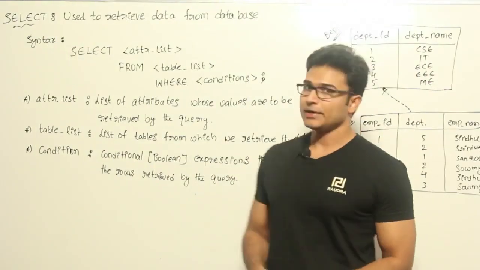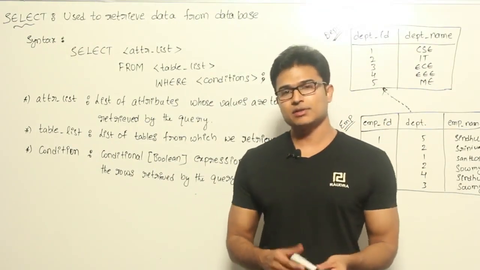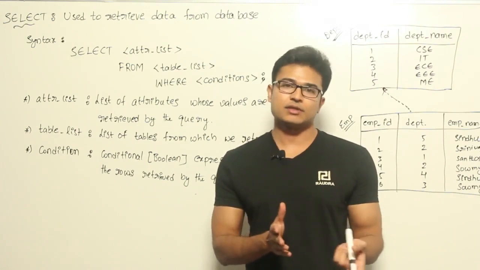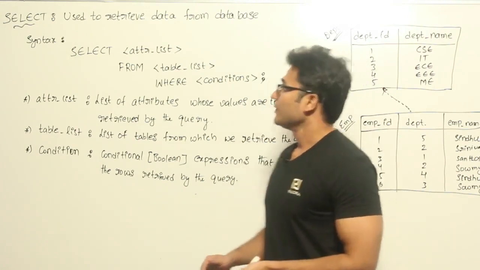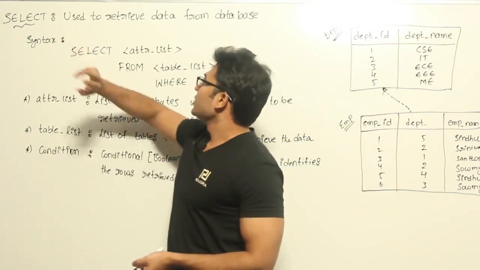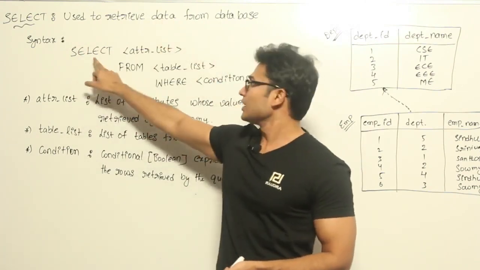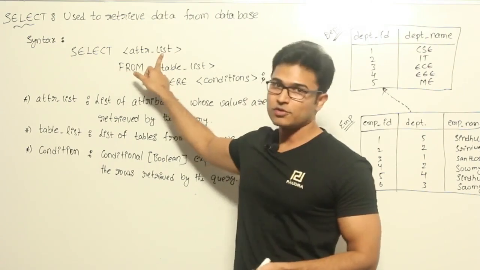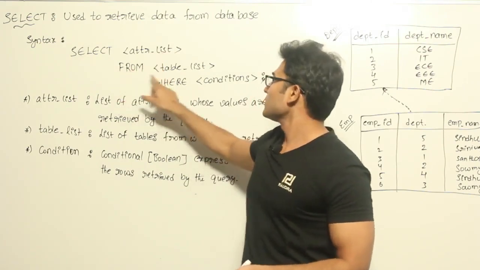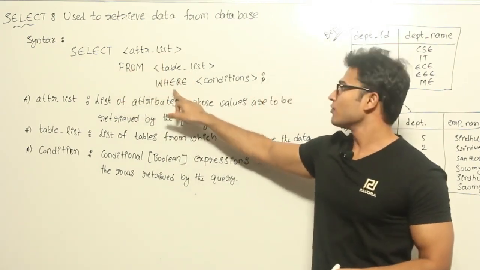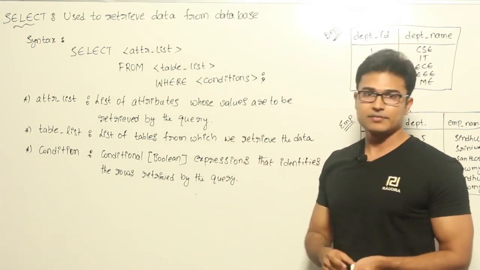Now let's see about the select query. Selection is the basic query in DBMS, in SQL. Select is used to retrieve data from the database, and the syntax is like this: select, some attribute list is going to be given there, from some table list will be given here, where some conditions will be given, right?